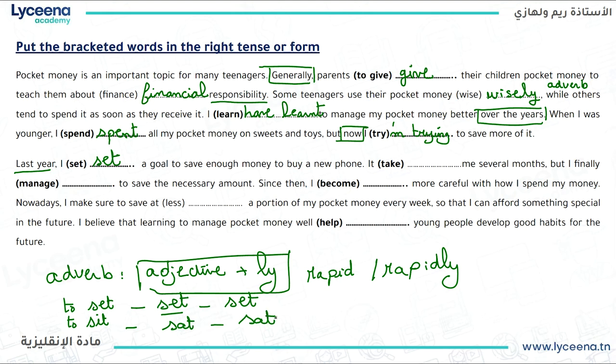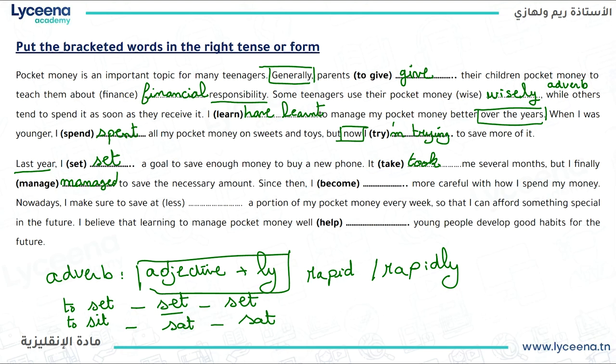So I set a goal to save enough money to buy a new phone. It take me several months, but I finally managed to save the necessary amount. So here, in which tense are you going to put take and manage? Of course, in the simple past, why? Because he talked about what happened last year. So he said that last year I set a goal to save enough money to buy a new phone. It took me, be careful, it is an irregular verb, we don't say taked. It took me several months, but I finally managed it to save the necessary amount.